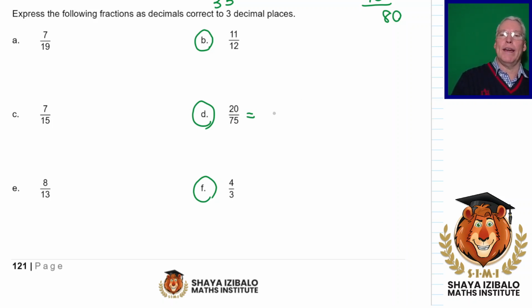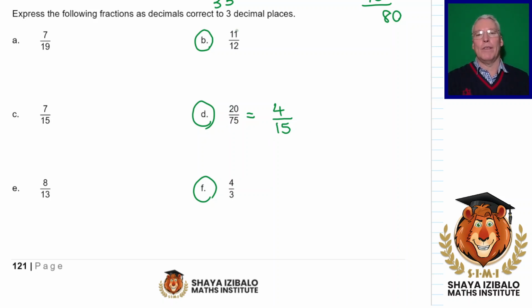What goes into 20 and into 75? Sorry, 5. 5 goes into 20 4 times and into 75 15 times. So these are the 3 we want you to try.